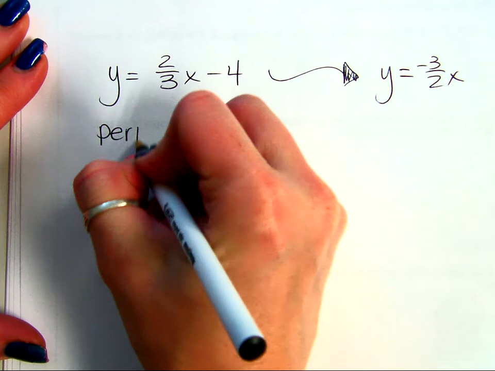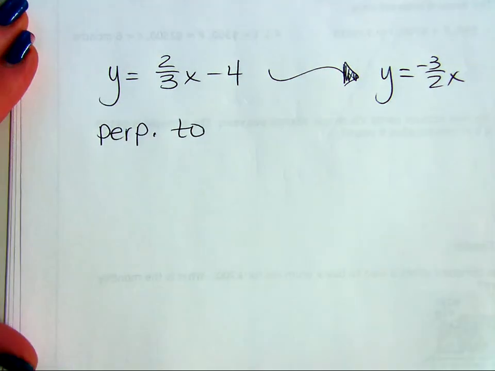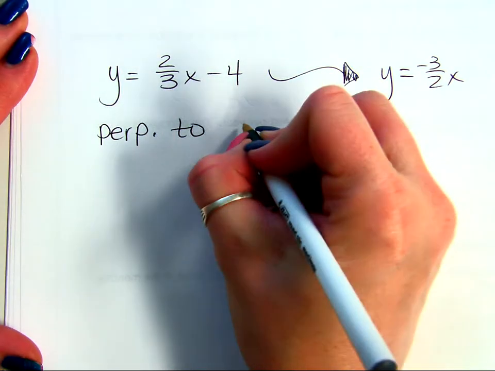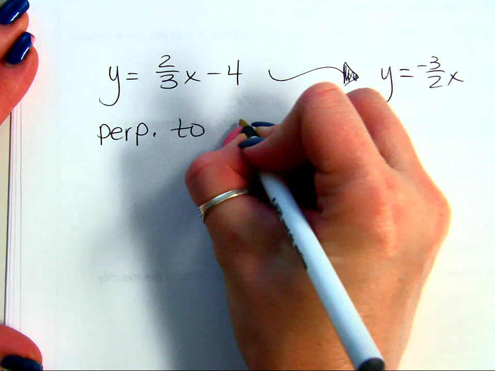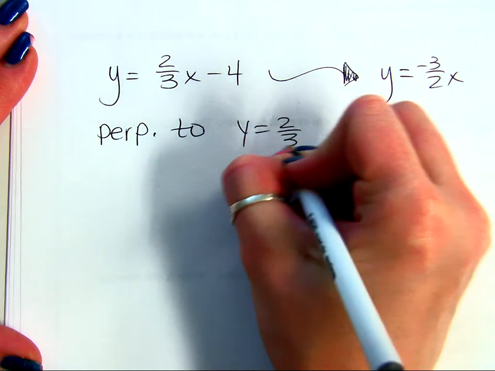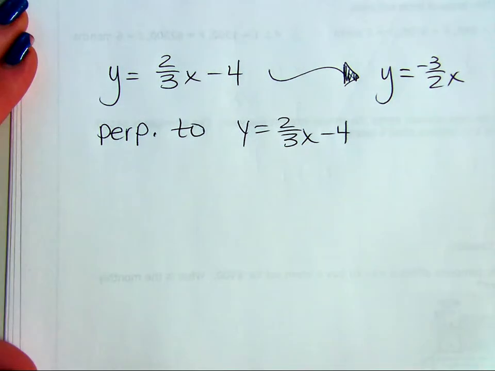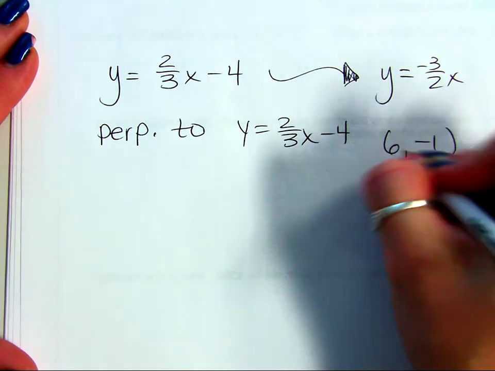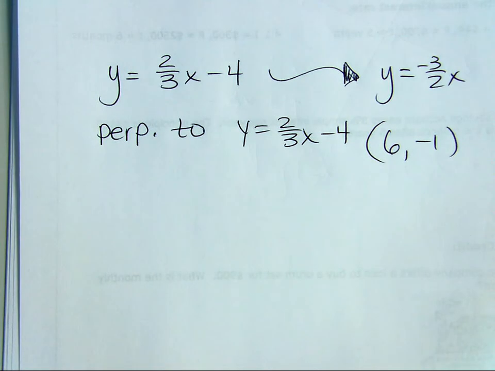So this time I want it perpendicular to, let's just say, y equals 2/3 x minus 4, except this time I need it to go through the point (6, negative 1). So this time you needed the new slope and a new y-intercept, right? So let's start to set this up.